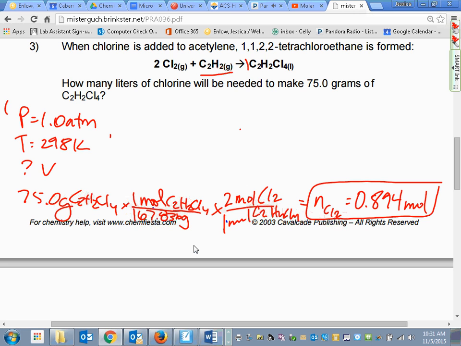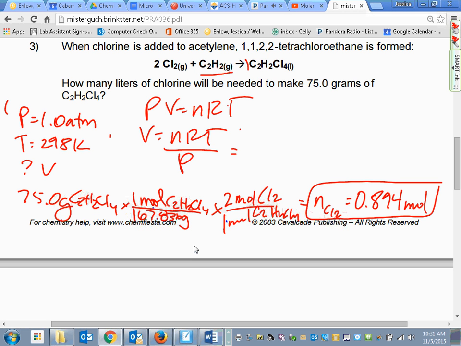Ideal gas, right? You will love the ideal gas because it will help you every day. V is equal to nRT over P, and then everything is in appropriate unit form. So plug in 0.894 times 0.0821 times 228, all that divided by 1.